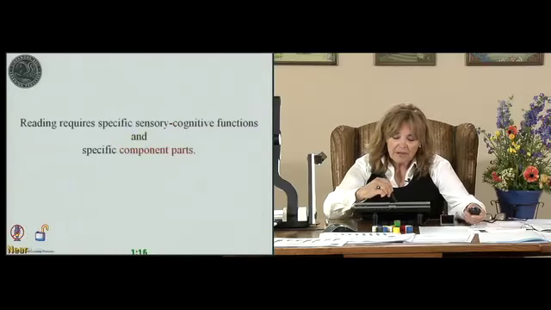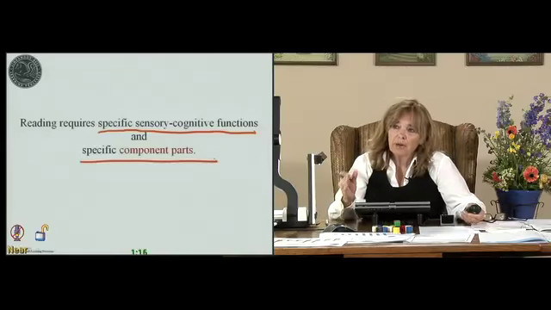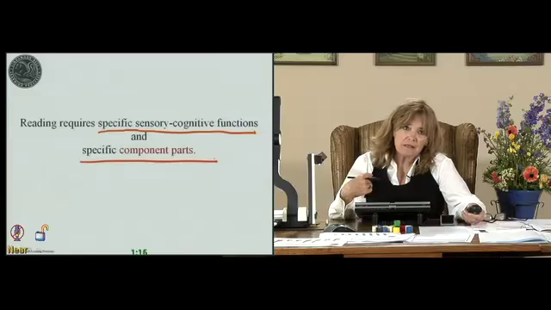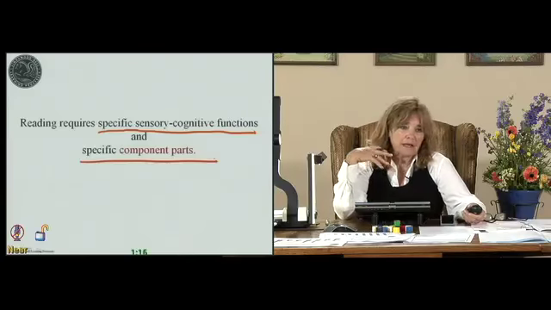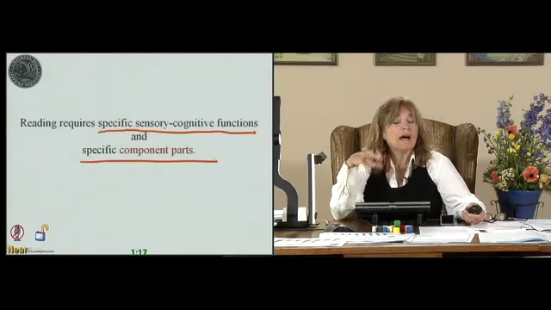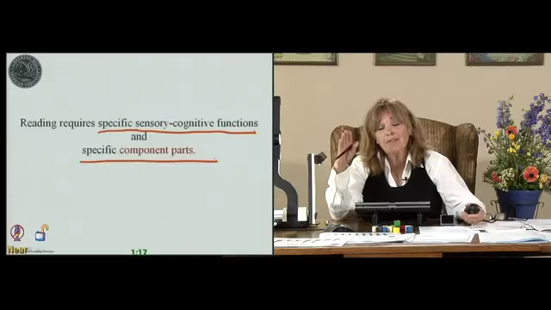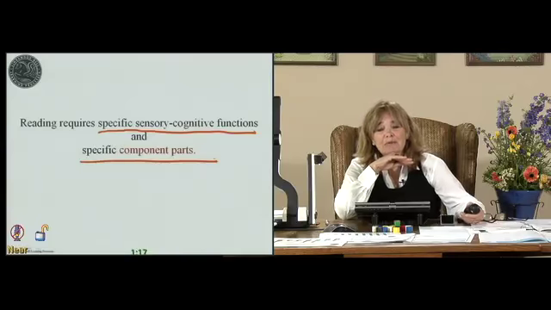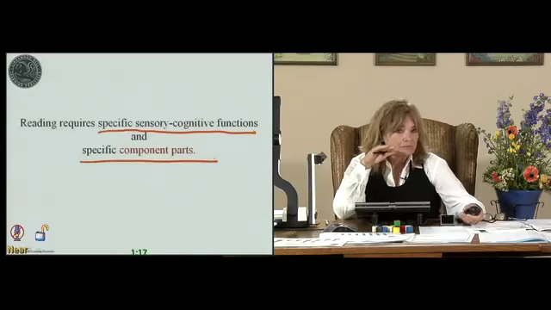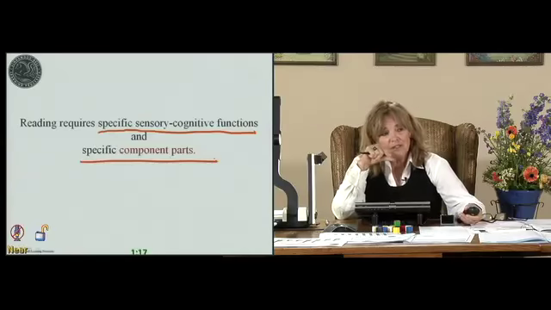Reading requires these specific sensory cognitive functions, but it also requires specific component parts. Again, one of the things that we would talk about endlessly is that people would say, and this is in the days when I was walking to school over the snow for 5 miles a day. This is that far back. This was in the day when people would say, oh, there's only that children are all different, and so you can't do the same thing. Well, it's true, one size does not fit all, but as you're going to see, reading is composed of component parts.